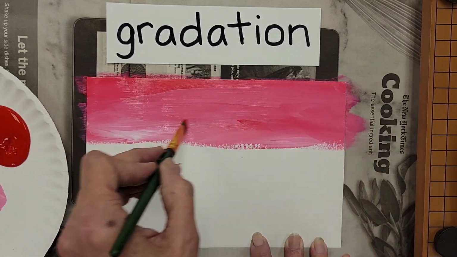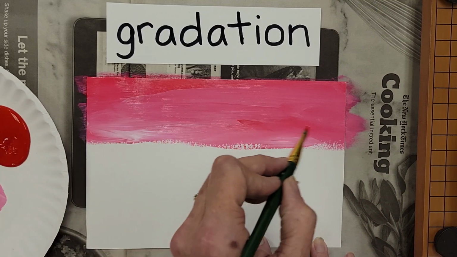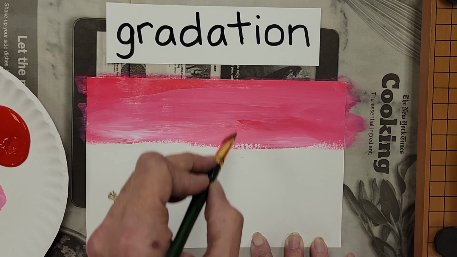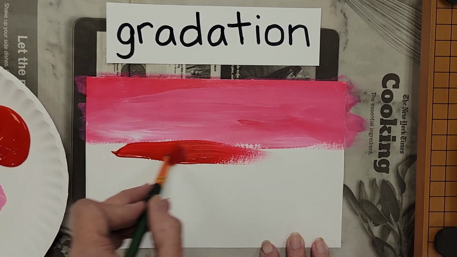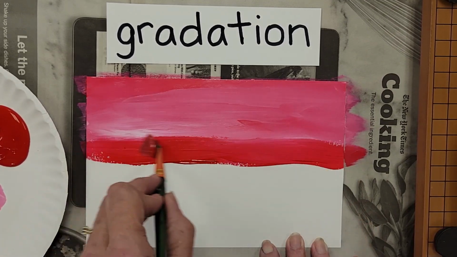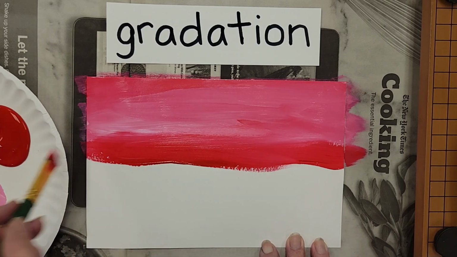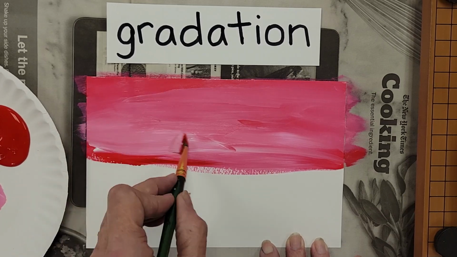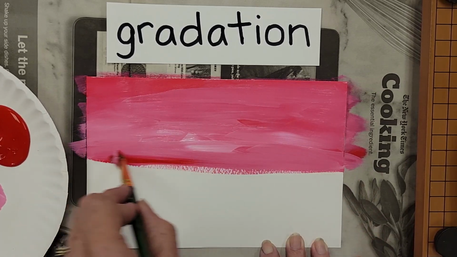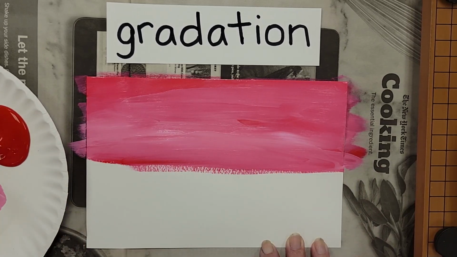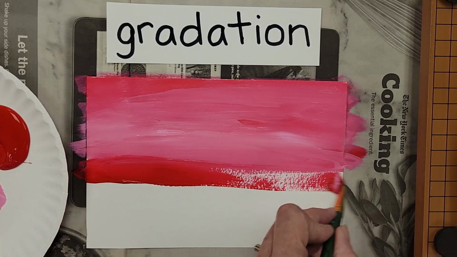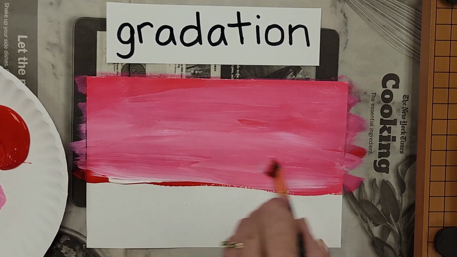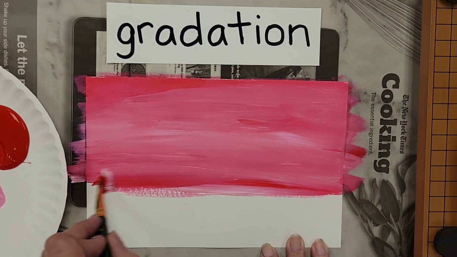It is important that I make my strokes horizontally across the page, because when I think of the sky and clouds, I think of marks that go horizontal, not up and down. Now, to create a gradation, I have to work pretty quickly. And notice I'm just adding the white, adding the red, and I'm going edge to edge on my paper. Once I get about halfway down, then I'm ready to start introducing my second color.